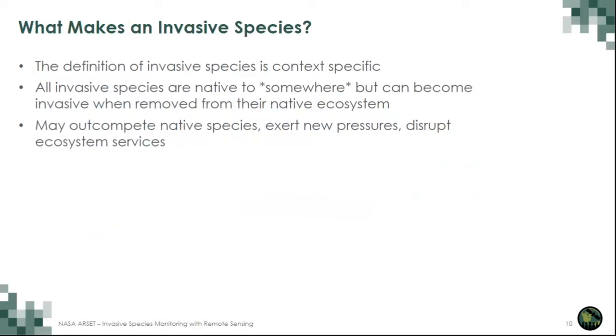It's important to note that the definition of invasive species is context-specific. All species are native to somewhere, but when removed from that context, they may become invasive by outcompeting native species, exerting new pressures such as predation in the case of animals, and otherwise disrupt the balance of the native ecosystem.